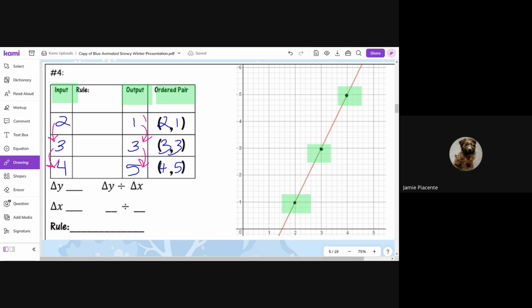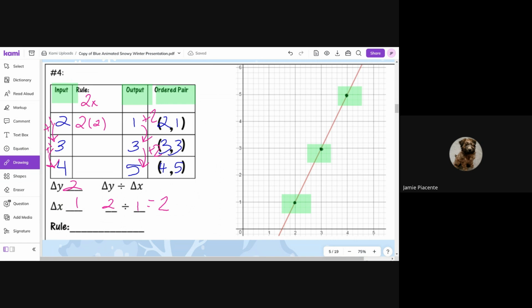Okay, 1 to 3 is changing by 2s. 2 to 3s is changing by 1s. So 2 divided by 1 is 2. So my beginning rule is 2x. So 2 times, I'm plugging in 2, is 4.